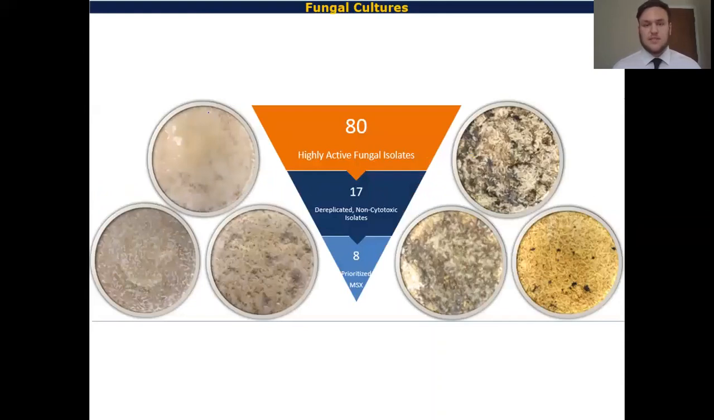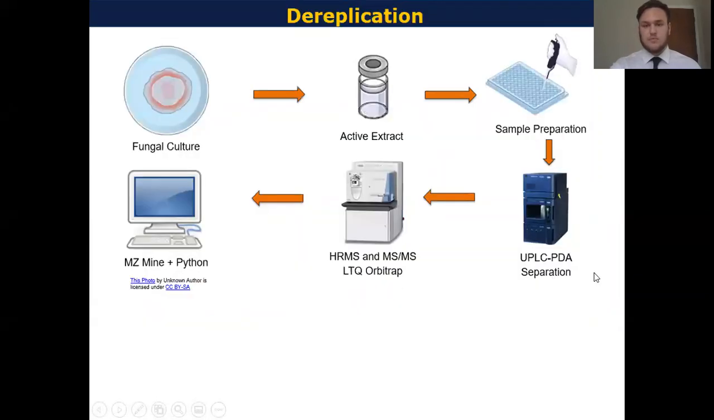For this project, we received 80 fungal isolates that were already known to be active against malaria. We then performed dereplication and narrowed that list down to just 17 non-cytotoxic isolates, from which we worked with 8. And then the compounds that are talked about in this poster are from this particular fungal culture.